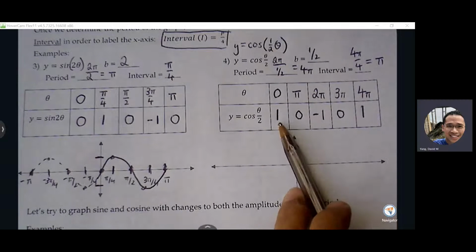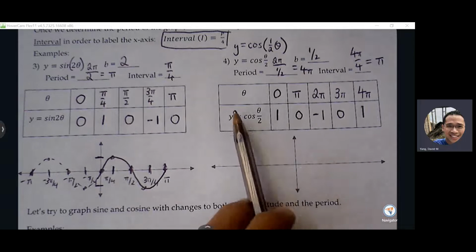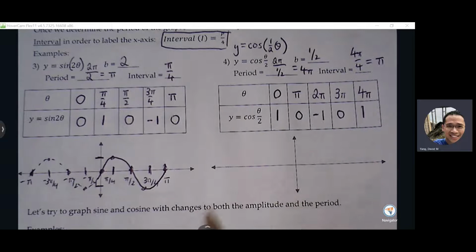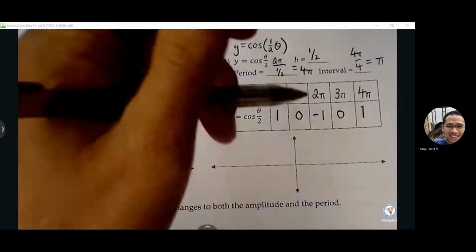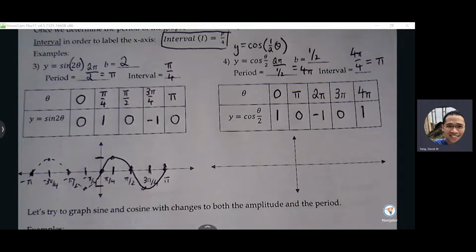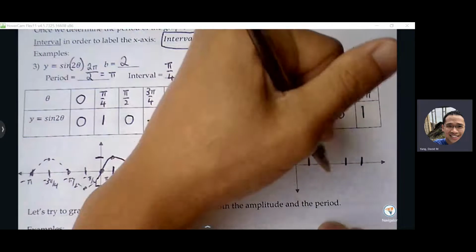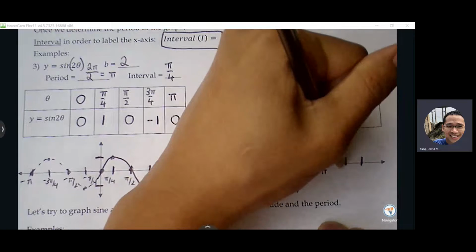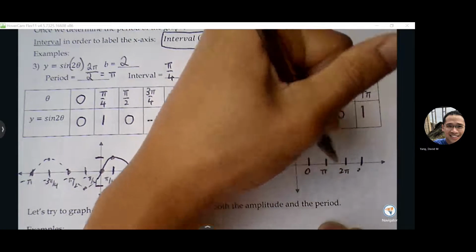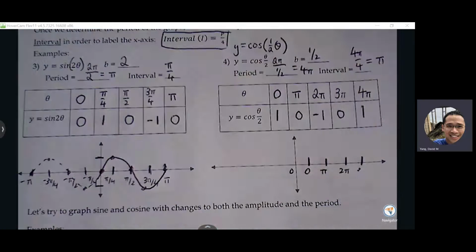Do we have to make any adjustments with the amplitude? No. The a value is 1. There's no adjustment. So pretty much it looks like our cosine graph. It's just that we've changed the interval. Technically it should be stretchier, but as long as we name our interval, that's more important. Sorry, this is 0, my bad.